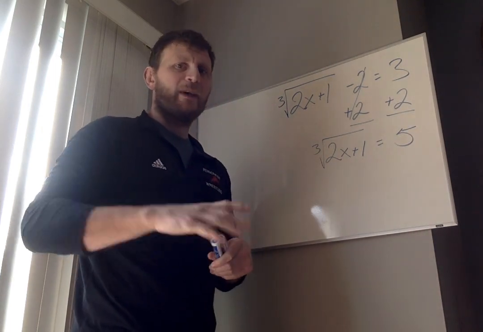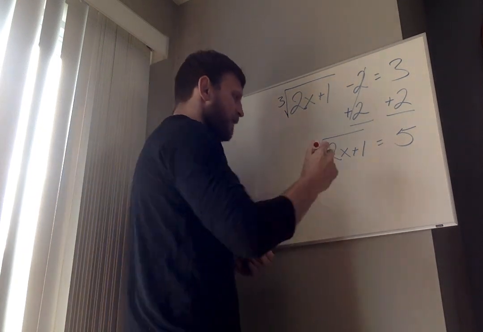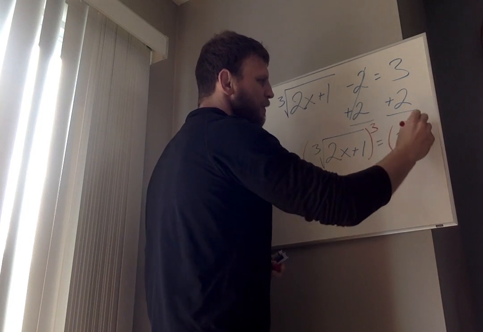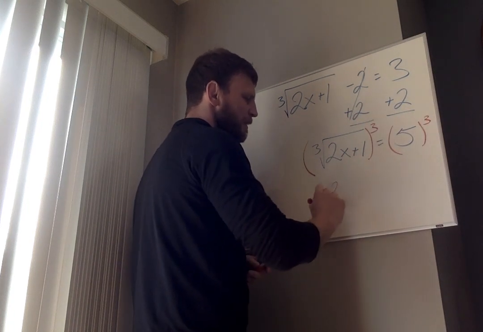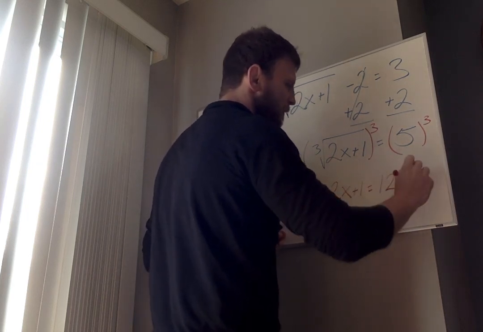All right, Maddie, how do I do this? Yep, I cube both sides here. All right, because I want to undo the cube root. So I cube both sides. That's going to give me 2x plus 1 equals 125.